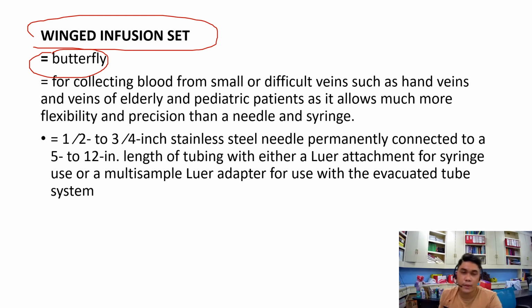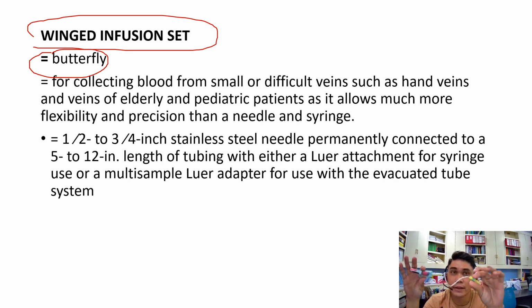Okay, so it has a 1/2 to 3/4 inch stainless steel needle permanently connected to a 5 to 12 inch length of tubing. This one, and usually it's attached to an adapter. Okay, so that's one of the components of ETS. Then next you have your evacuated tube. Okay, so this is the setup for the butterfly infusion set.